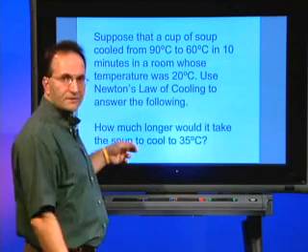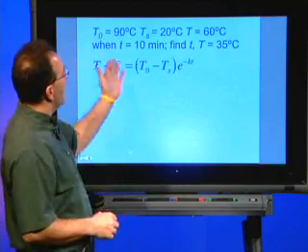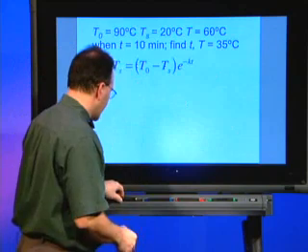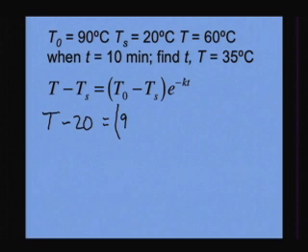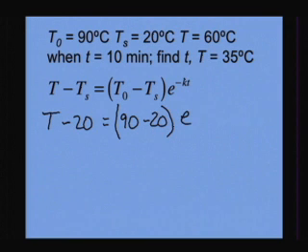Okay, I've written down on the next slide the important pieces of information. And so let's plug those numbers in and get going. So we have T minus the surrounding temperature, 20, equals the initial temperature, which is 90, minus the surrounding temperature, 20. And that's going to be times e to the minus kt. So if we maneuver a little bit there, what we have is to plug in that at a time of 10 minutes, the temperature cooled down to 60 degrees.